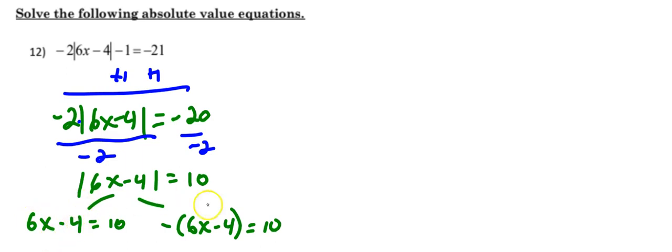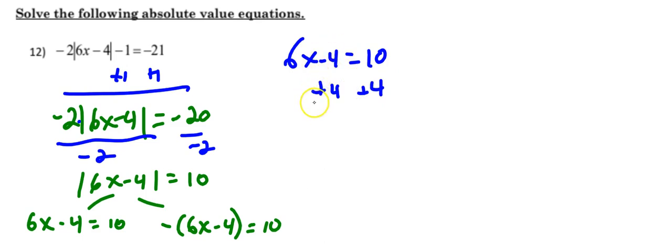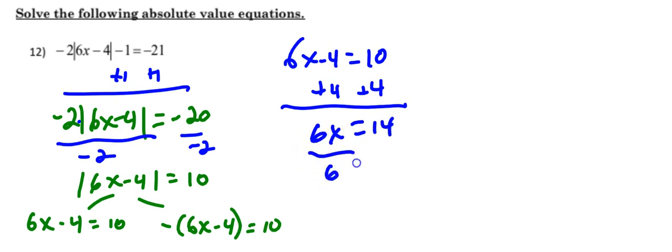Now that I have both of these equations, I'm just going to solve those individually. And this we've done several times. Just have to make sure we follow proper algebraic solutions. So we're going to add 4 to both sides. We have 6x equals 14. And then that 6 is times x, so we're going to divide by 6. And we have x equals 7 over 3. That's 14 over 6 reduced. That's one solution.